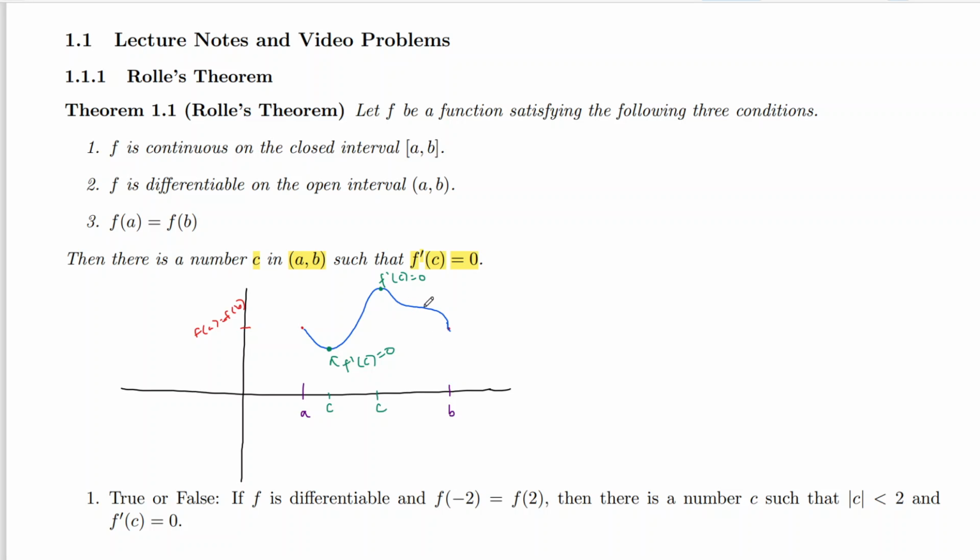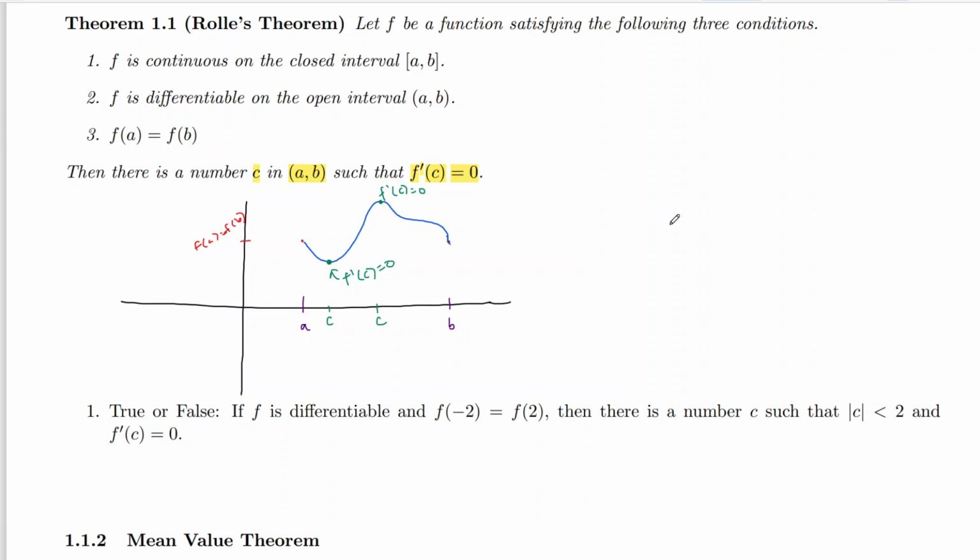And maybe we flatten out over here, maybe we actually don't, so the derivative may or may not be 0 again. But the point is, with Rolle's theorem, if your function is continuous on the closed interval, if it's differentiable on the open interval, and the y values are the same at the ends, then you do have a spot where the derivative is 0.